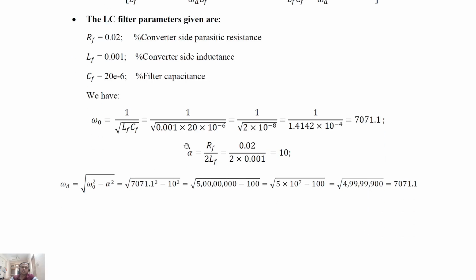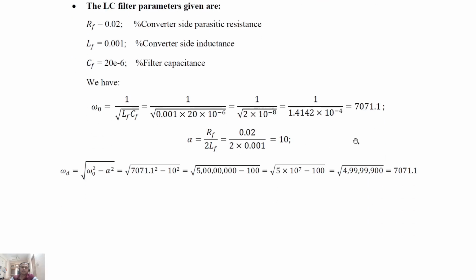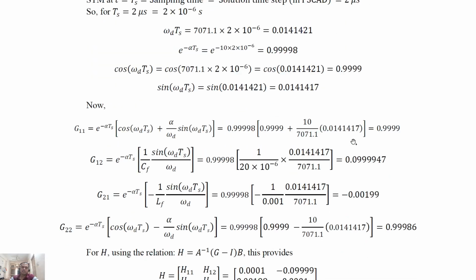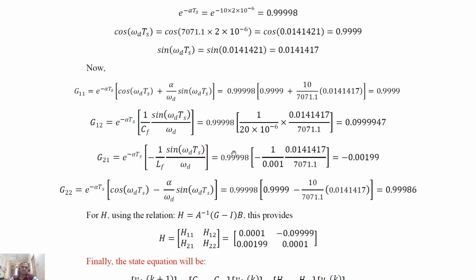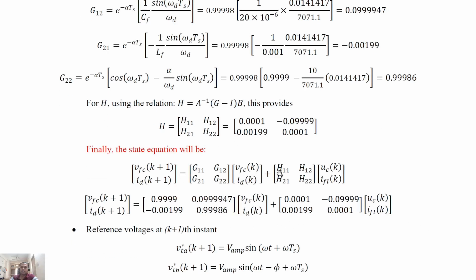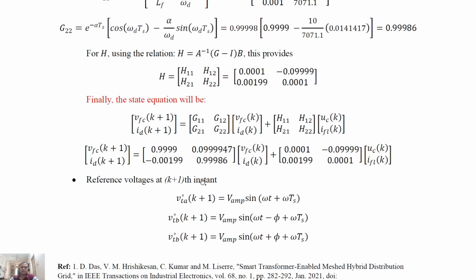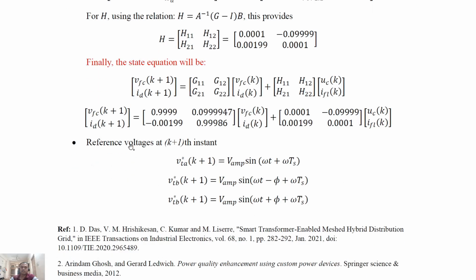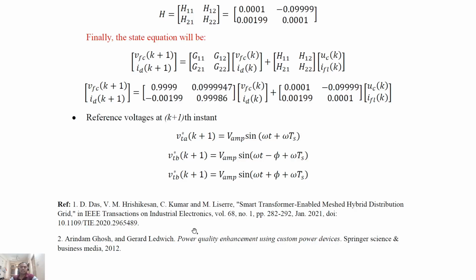So you will get all these variables, and finally we get all the variables in the matrix. On substituting all these variables in the state equation, you will get this equation, and you can easily implement the deadbeat voltage controller equation. We have also set the reference voltage at the (k+1)th instant. We have used this equation for getting the reference voltages, and these are the references for the deadbeat voltage controller for the grid forming inverter.